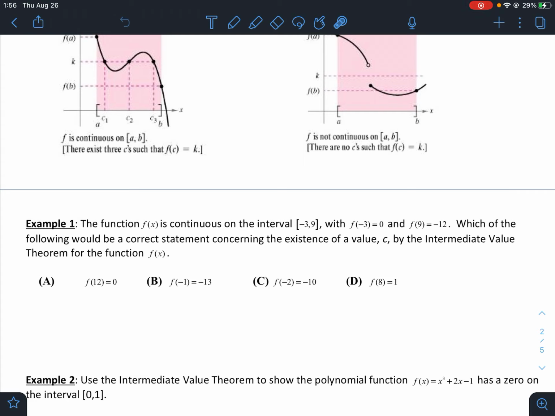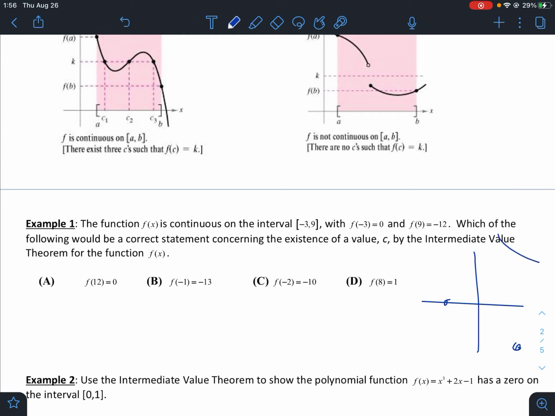Example 1. The function f is continuous on the interval -3 to 9. We know f of -3 is 0. We know f of 9 is -12. Which of the following would be a correct statement concerning the existence of a value c by the intermediate value theorem? Okay, so we know that since the function is continuous, the IVT would apply here. We know that f of -3 is 0. So if we do a quick sketch of this, f of -3 would be 0, and f of 9 would be -12. We're saying which of these must or could be a true statement here.